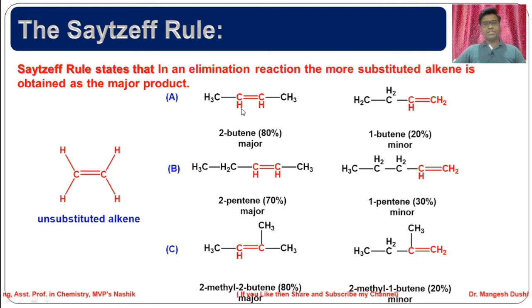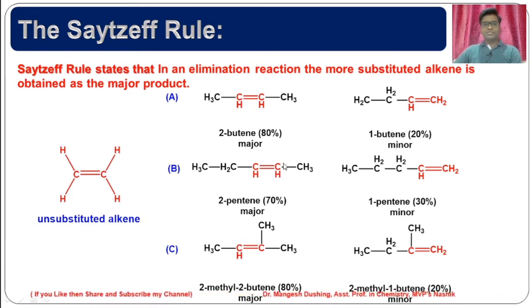So, first reaction products were 2-butene and 1-butene. So, in case of 2-butene, see here 4 hydrogens required, but here are only 2 hydrogens. 2 hydrogens are replaced by these 2 R groups. That is why this is called as disubstituted alkene. While in this case there are 3 hydrogens. So, one of the hydrogens of this carbon is replaced by this ethyl group, R group. So, this is called as monosubstituted alkene. So, this is disubstituted alkene, this is monosubstituted alkene. So, according to the Saytzeff rule, more substituted alkene is obtained as a major product. So, this is 80% major product, while this one is 20% minor product.